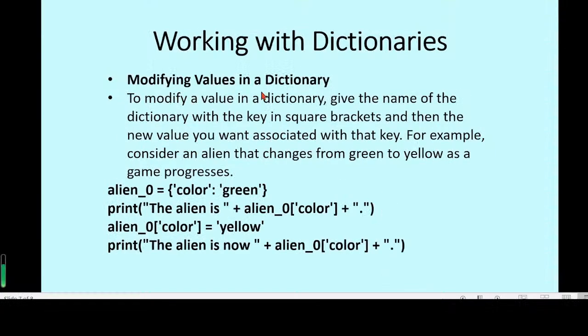You can modify values in a dictionary. To modify a value in a dictionary, give the name of the dictionary with the key in square brackets and then the new value you want associated with that key. So for example, consider an alien that changes from green to yellow as a game progresses. We create a dictionary with only 1 key-value pair, color is green. Then we can modify the value of this key color to yellow.